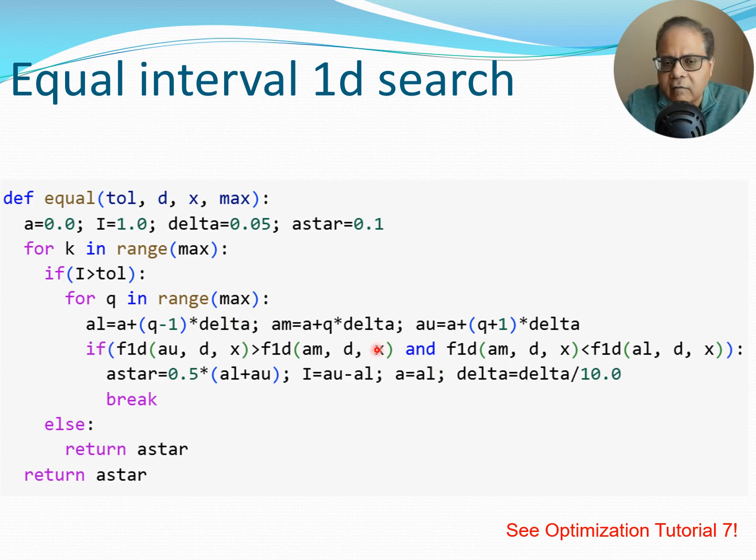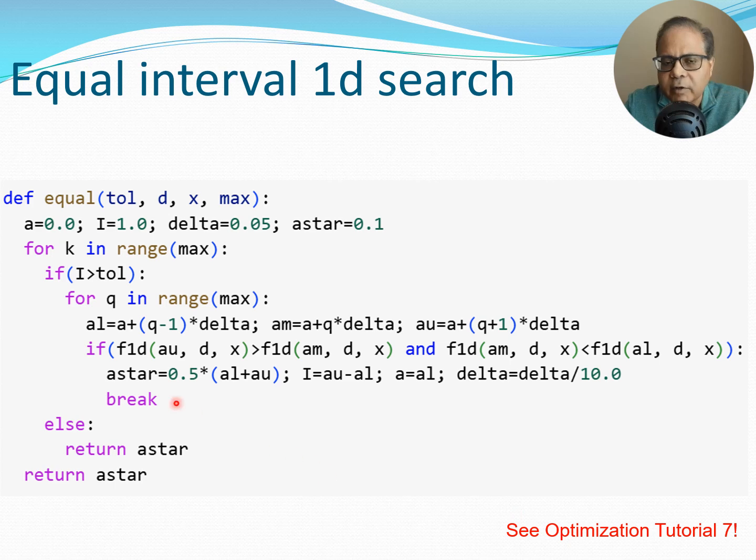alpha L, alpha U. So this is the lower bound on alpha, the midpoint of alpha, and the upper bound of alpha. And what happens is that when I reach the point where the function is decreasing and then suddenly starts increasing, that's the point where I bracket the minimum, and that particular point is obtained by this if condition here. Now take a look at optimization tutorial 7 for more details about this method.